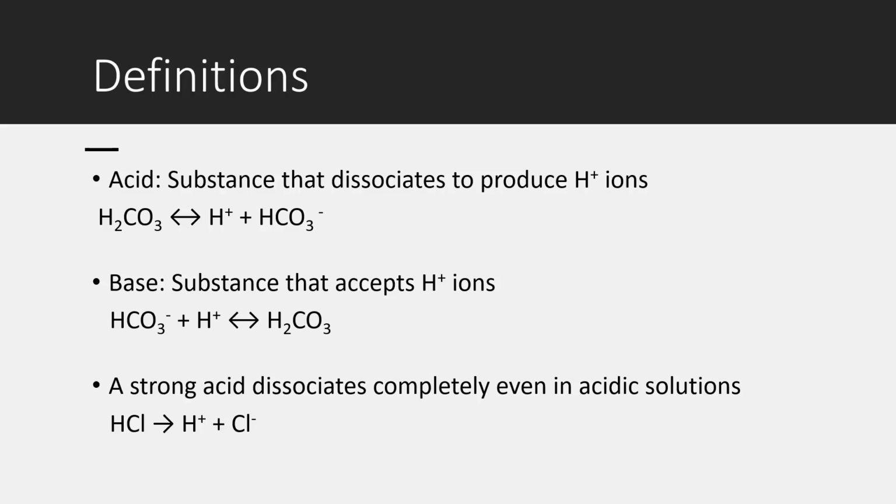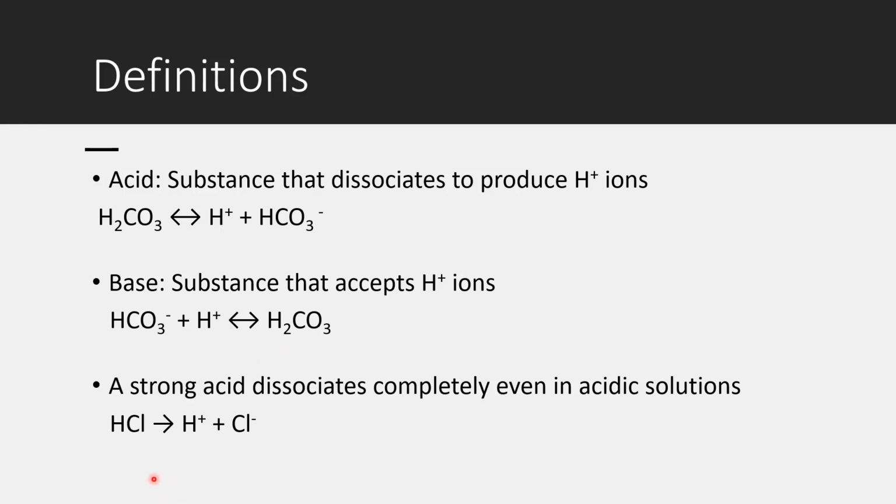Generally, acids are substances that can dissociate in solution to produce a hydrogen ion. For example, if you look at carbonic acid, it is able to dissociate in solution to produce a hydrogen ion and a bicarbonate. A base, on the other hand, is defined as any substance that can accept a hydrogen ion in solution. A typical example is bicarbonate, which is a base, and it has the ability to accept a hydrogen ion in solution to become carbonic acid.